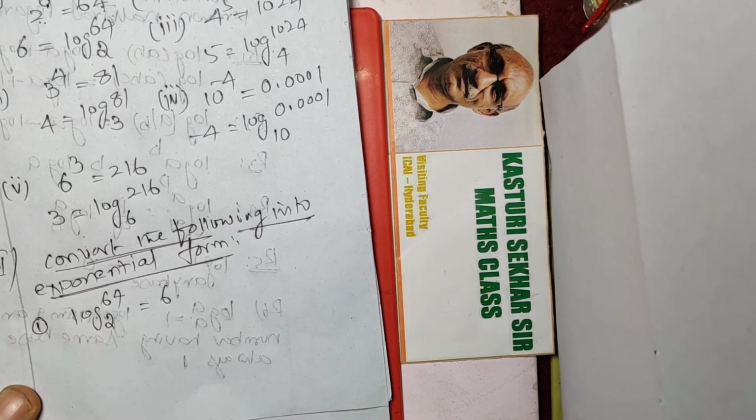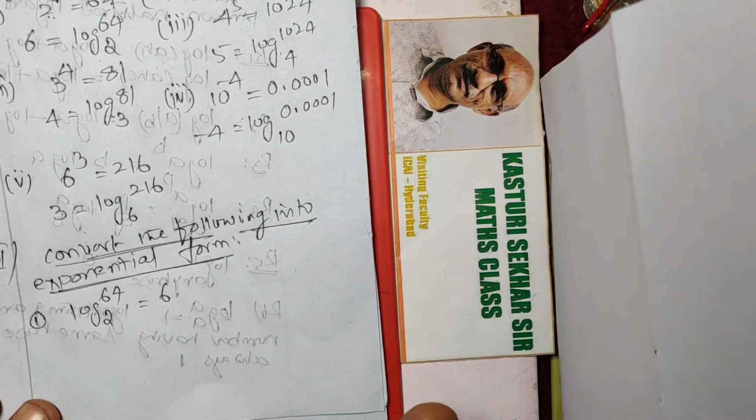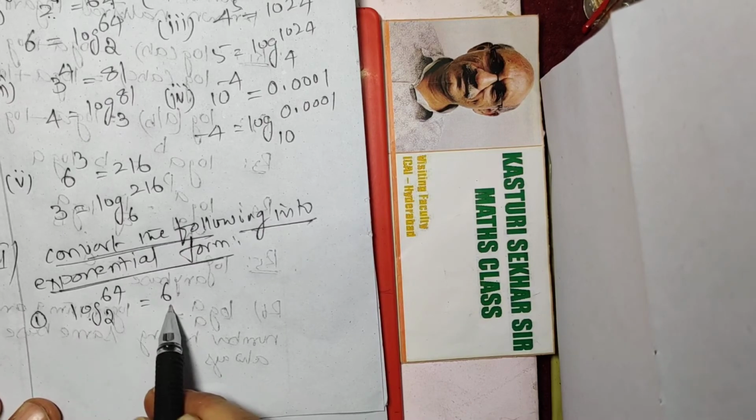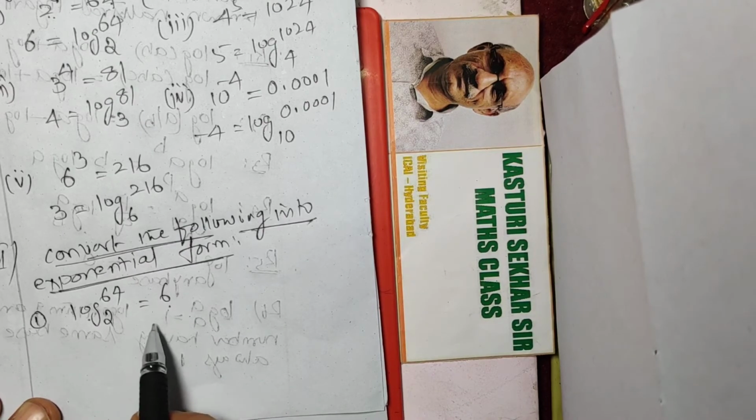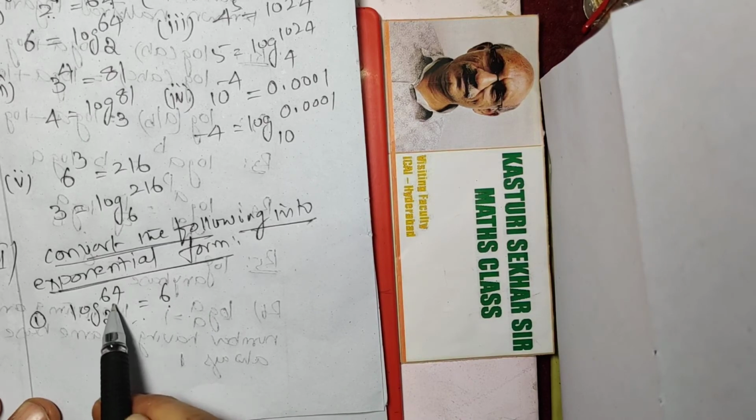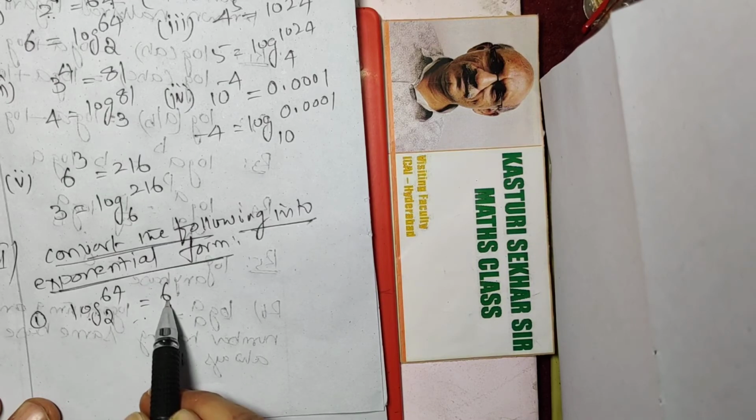Log 64 to the base 2 is equal to 6. Very simple logic, sir. One side log, another side constant. Remember this point carefully. One side log, another side constant.